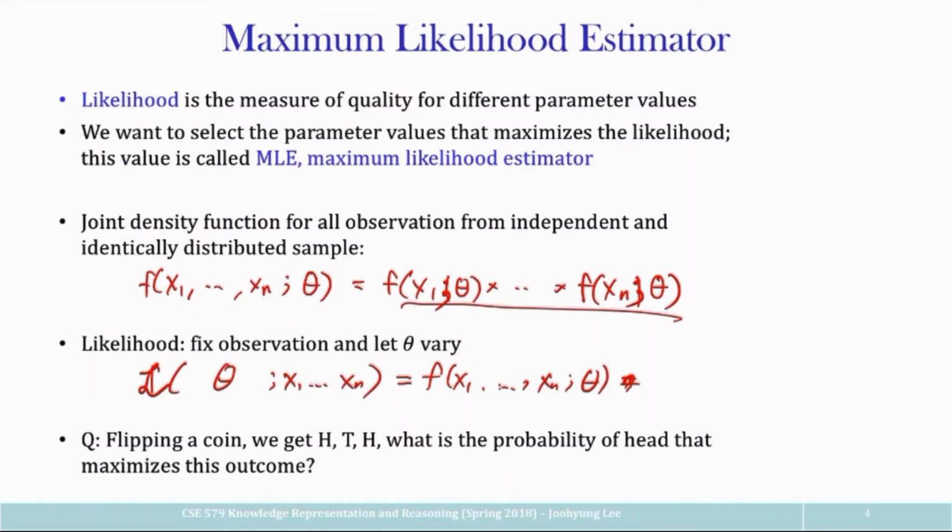But now we want to do the other thing. We are going to fix this data, so HTH is fixed. Then what is the best explanation for the probability of the coin being head? Of course, this is not significant data, but let's use our intuition. What is the probability of getting the head?